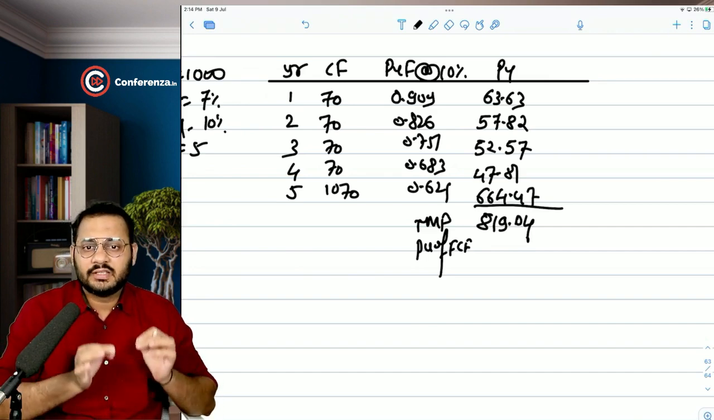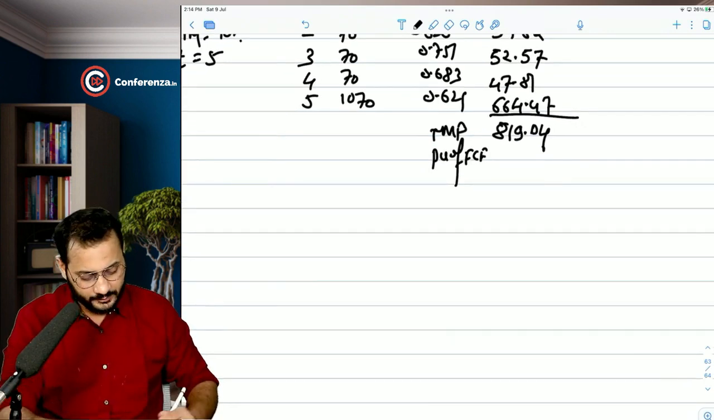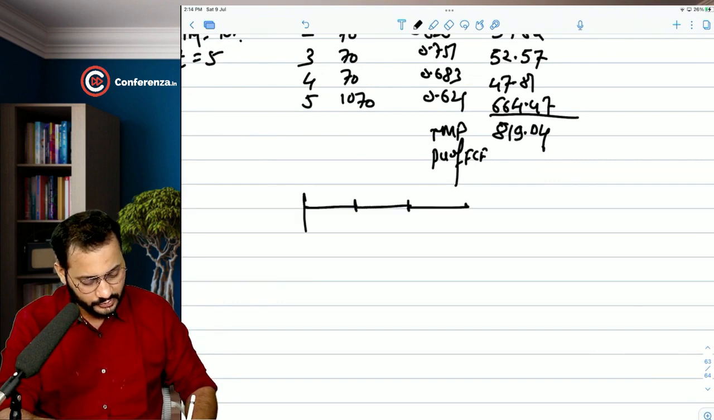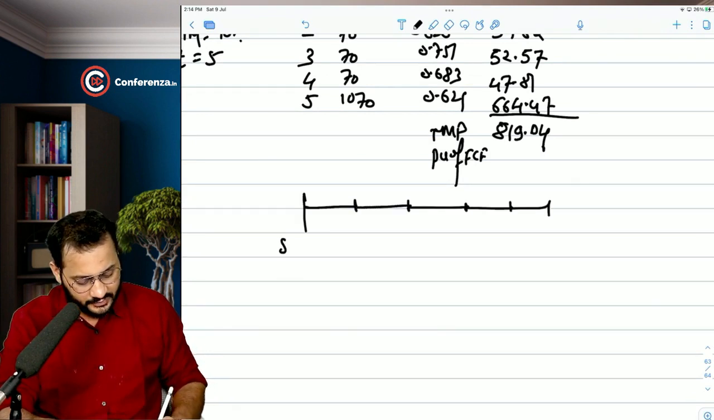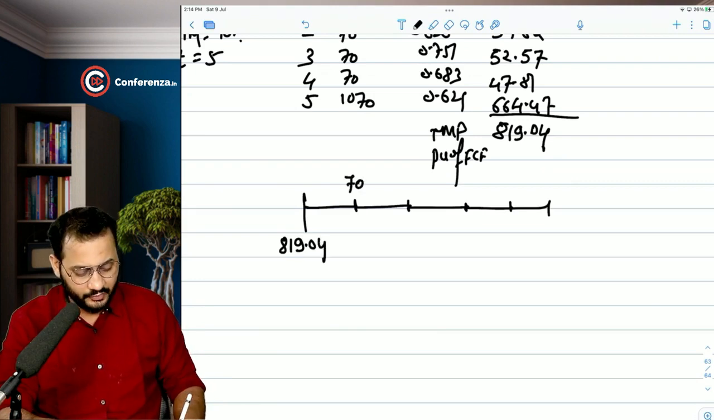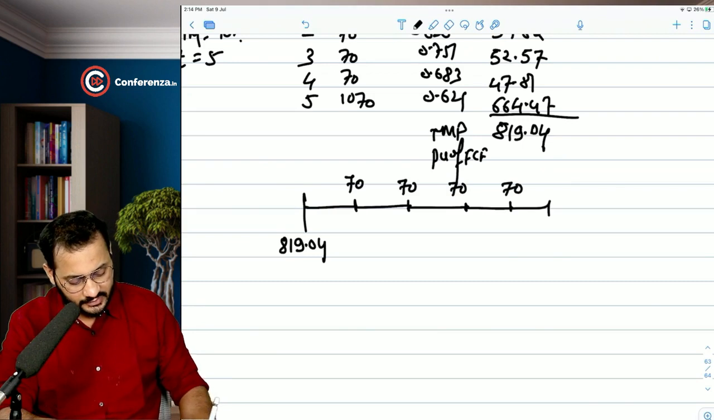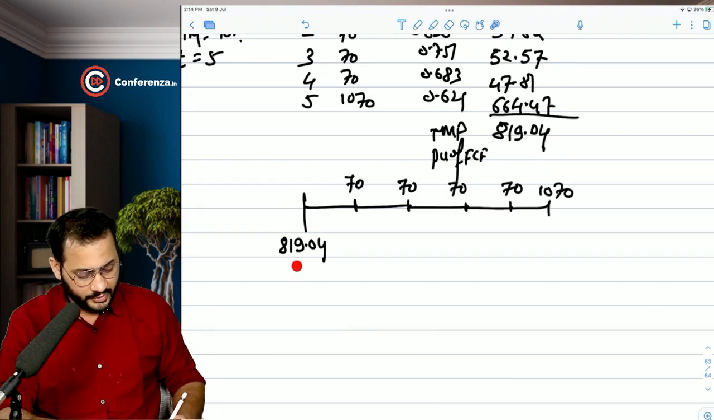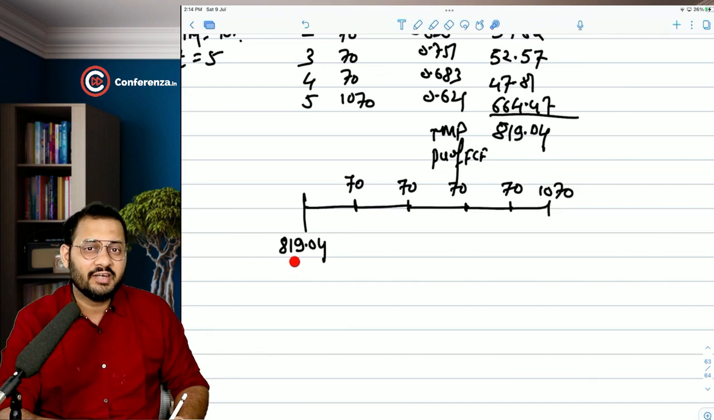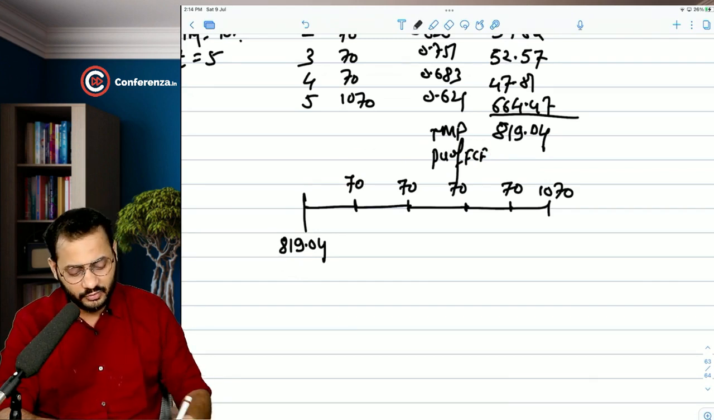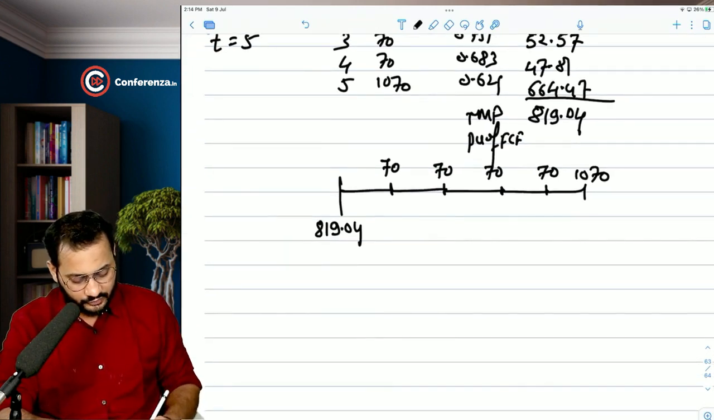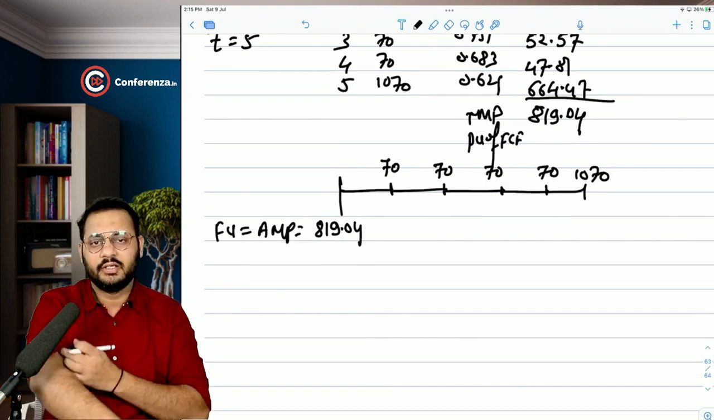Now this is the present value of this bond. Years 1, 2, 3, 4, 5. The present value of this bond is 819.04, and then every year you will receive 70, 70, 70, 70 and 1070. If the bond is traded at fair value, the fair value is 819.04, and the actual market price will also be 819.04.